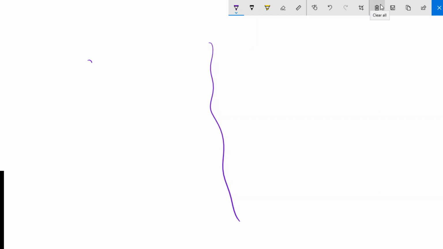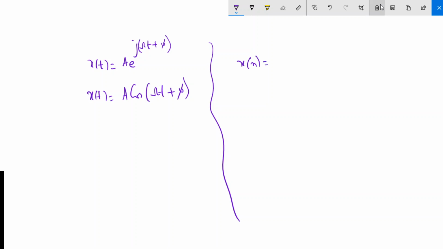For the continuous time case, we have defined a signal like this: x(t) is equal to e raised to the power j omega t, or x(t) is equal to A cos(omega t plus phi). You can also write this as A cos omega (t plus phi); this hardly makes any difference. You will get the same property. And in the discrete case, you have x[n] is equal to e raised to the power j omega n, and the sinusoidal equivalent is A cos(omega n plus phi).